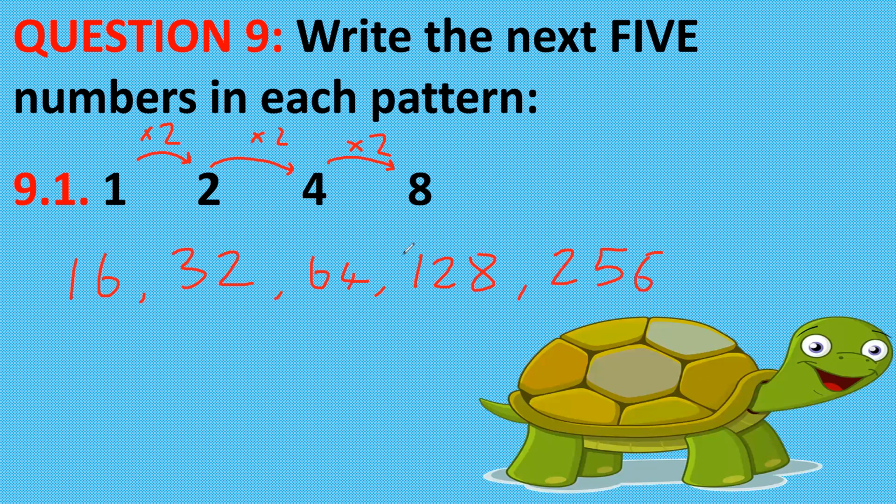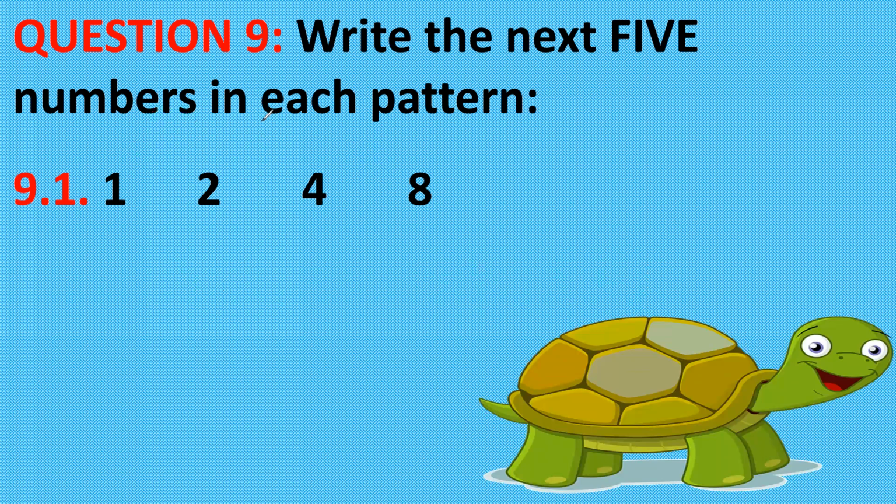We are getting our next 5 numbers. At least they didn't ask for the next 10. So we are going to just make double, double, double. Just try to get the rule. What rule are we using for these numbers? You are using double for this question, 9.1. Just double each and then get the next 5. So next question. Let's continue.